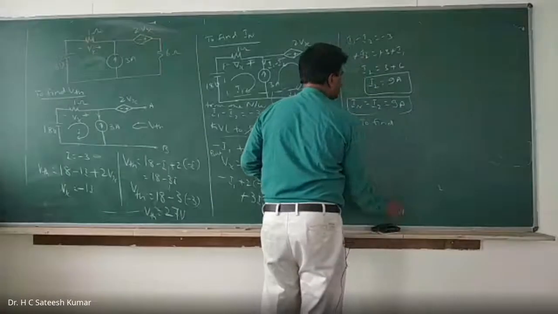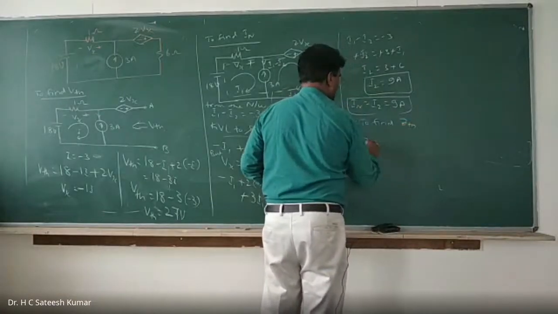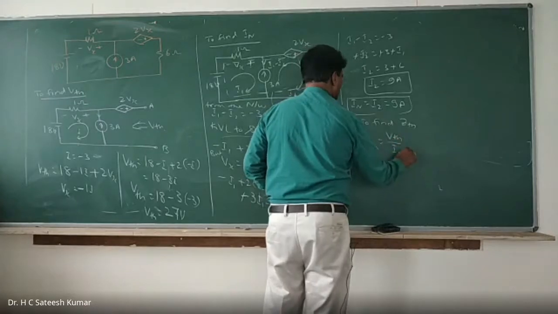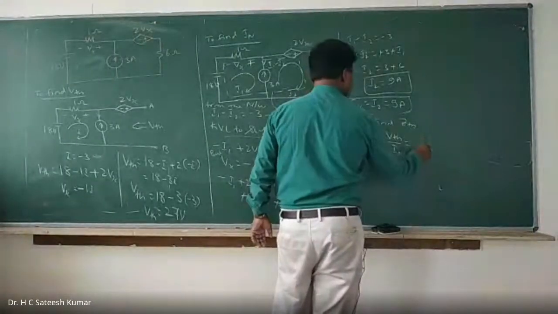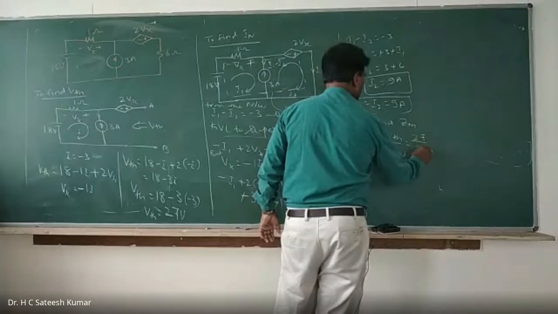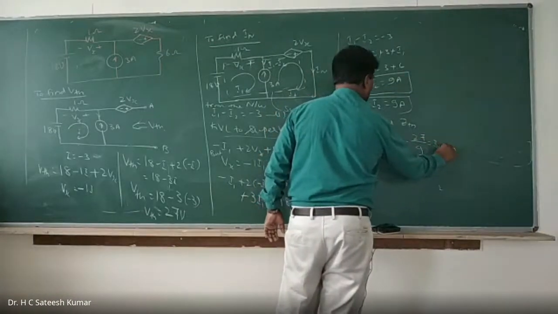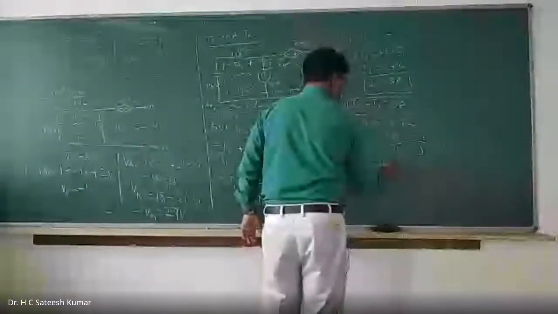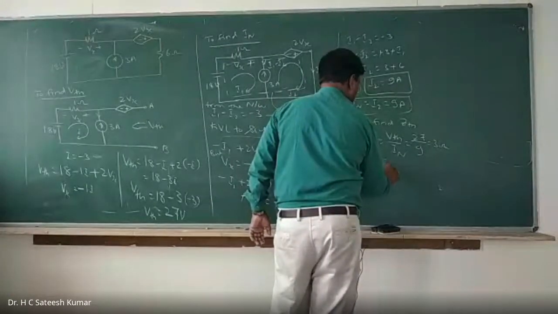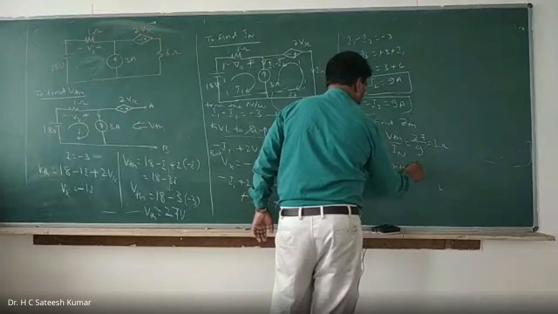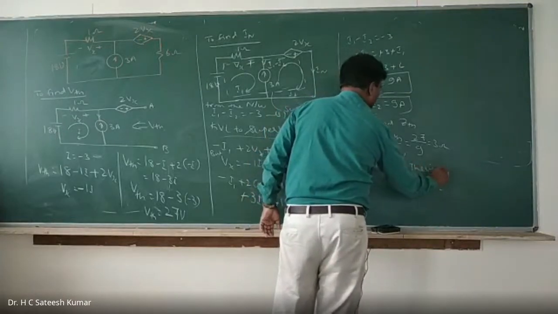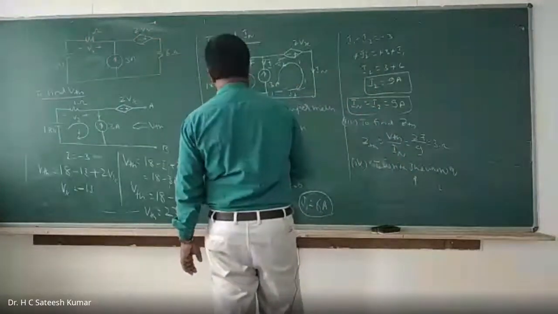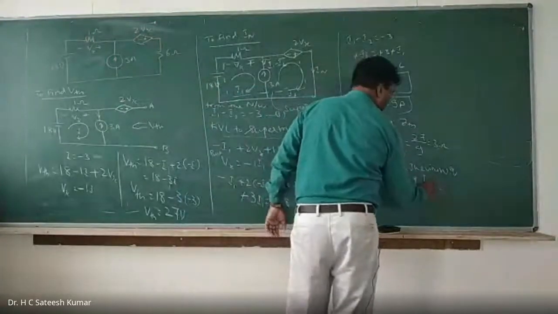To find ZTH is equal to VTH divided by I Norton. VTH is 27, I Norton is 9, so this is 3 ohms. Okay, fourth step, to write Thevenin's equivalent and to find the current in 6 ohms, I 6 ohms.